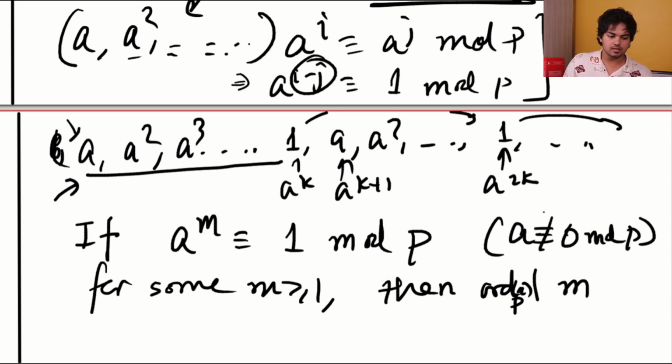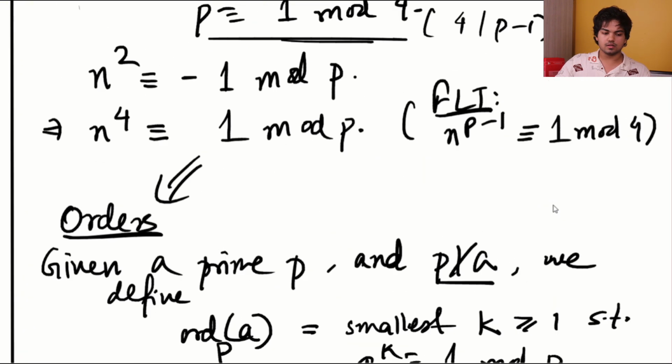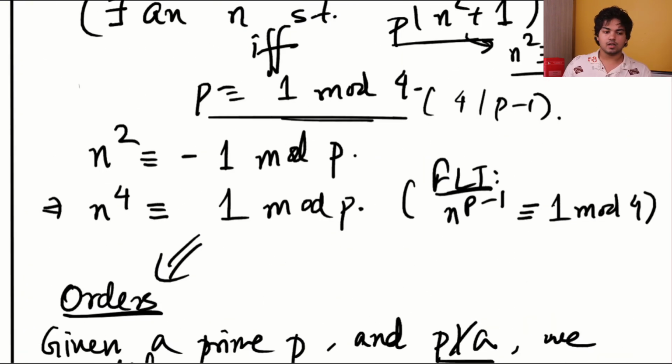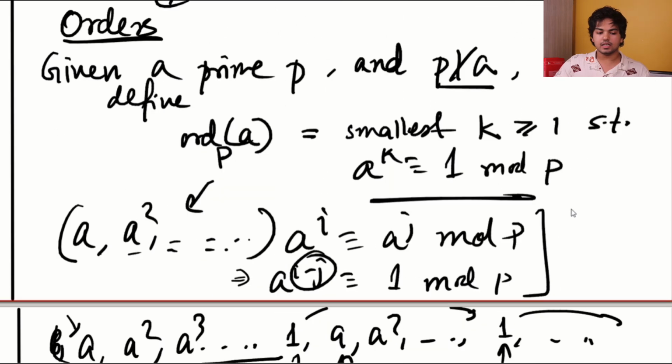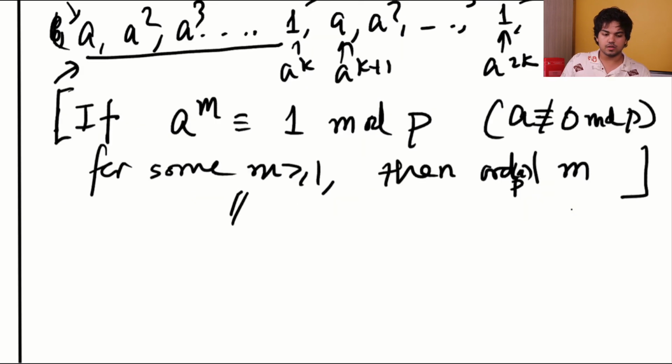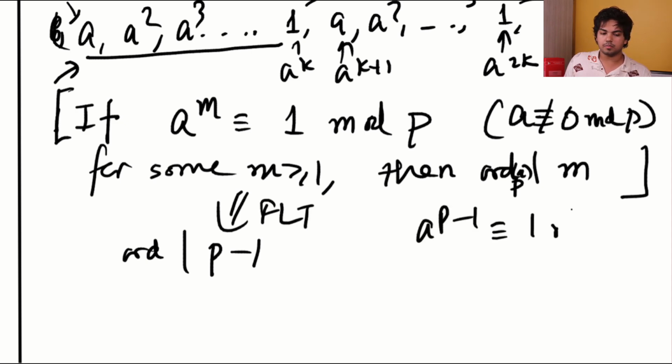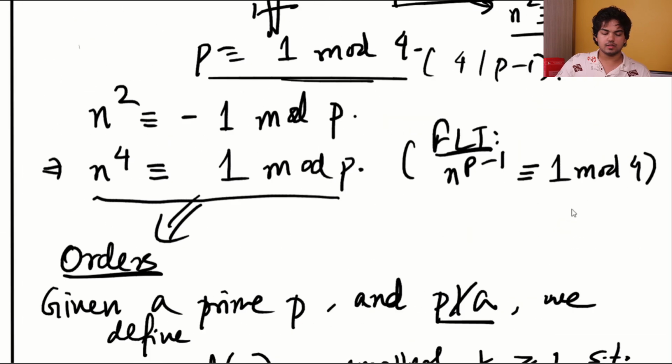This is actually a pretty easy result, but it's also a very important one. In particular, it immediately solves one direction of the n square plus 1 lemma. n to the 4 is congruent to 1 mod p. Also, this has the following corollary: the order always divides p minus 1. The order of any element divides p minus 1 because of FLT. a to the p minus 1 is congruent to 1 mod p no matter what a is. So the order of every element divides p minus 1.